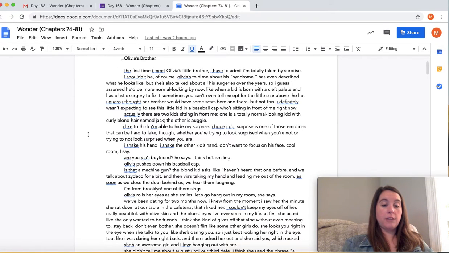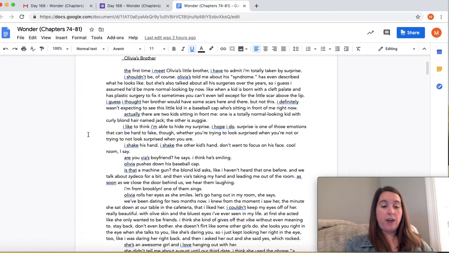And we talk about Zydeco for a bit, and then Via's taking me by the hand and leading me out of the room. As soon as we close the door behind us, we hear them laughing. I'm from Brooklyn, one of them sings. Olivia rolls her eyes as she smiles. Let's go hang out in my room, she says. We've been dating for 2 months now. I knew from the moment I saw her, the minute she sat down at our table in the cafeteria, that I liked her. I couldn't keep my eyes off of her.